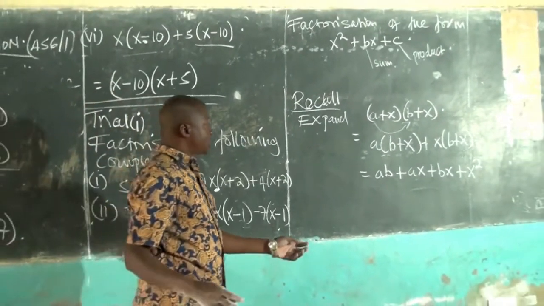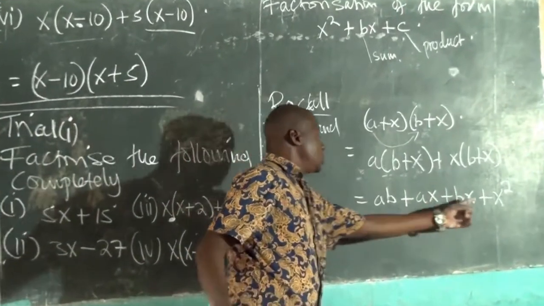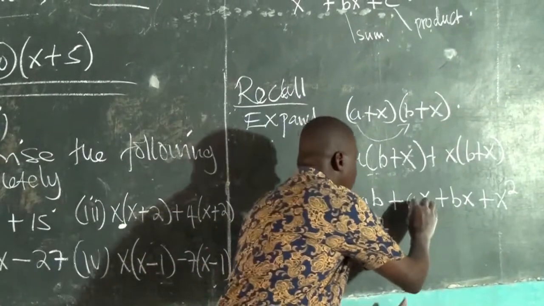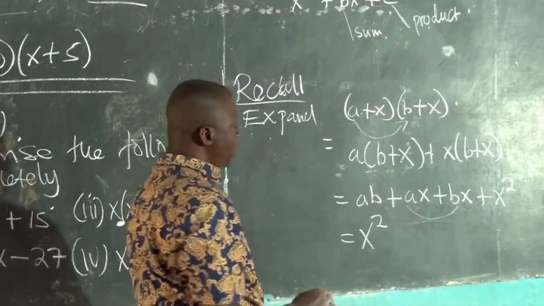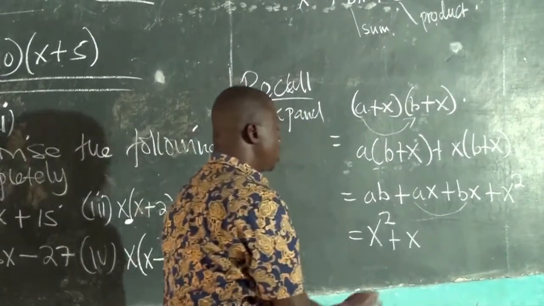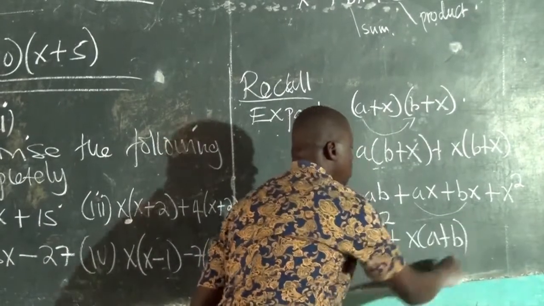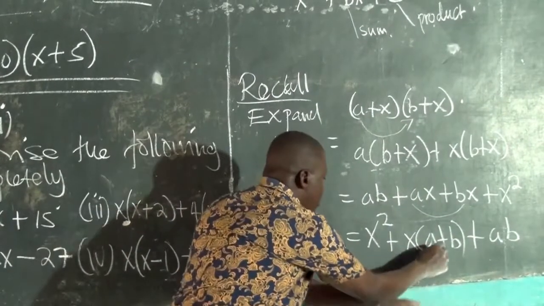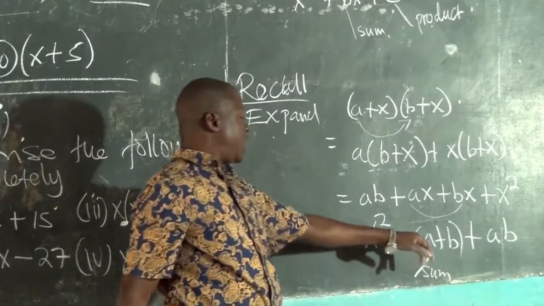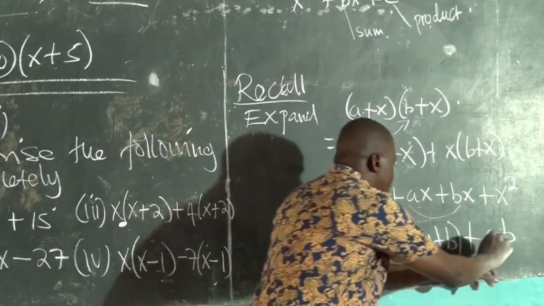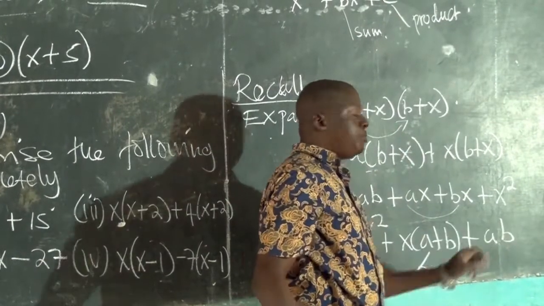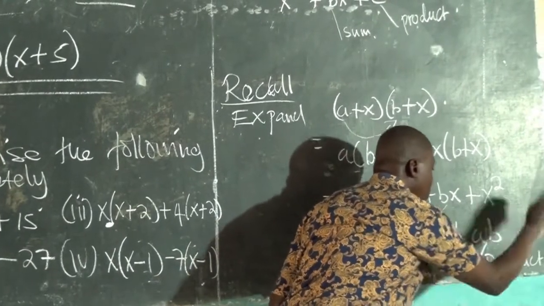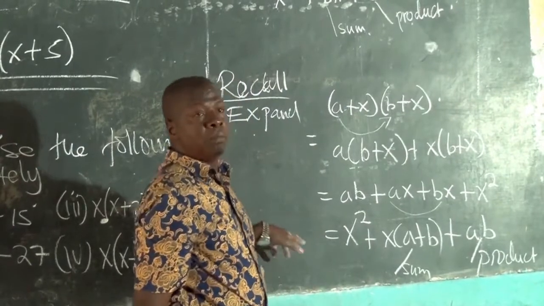But let us modify it. We have x squared. Then here we see that there is something common there. That is x into a plus b plus ab. We shall take this one to be the sum because of the addition sign. Well, lastly here there is a multiplication between a and b. That's why we say products.